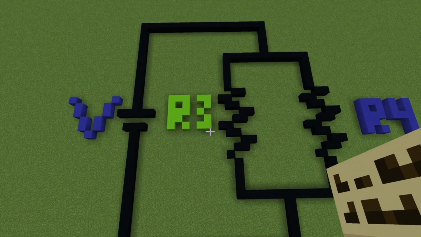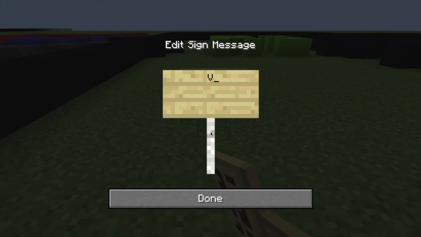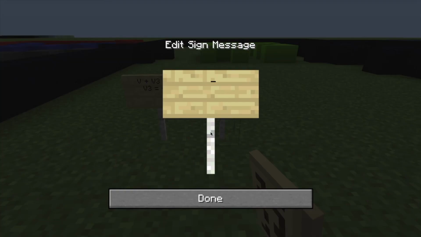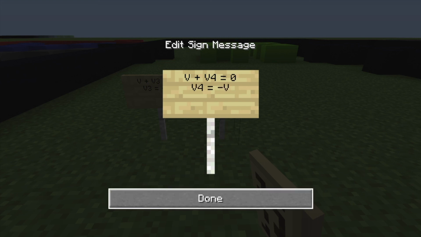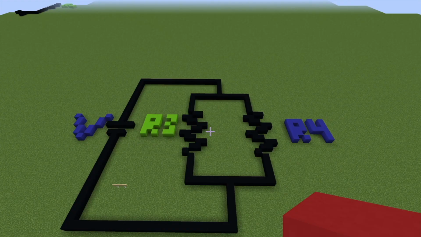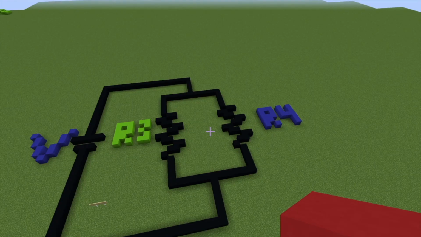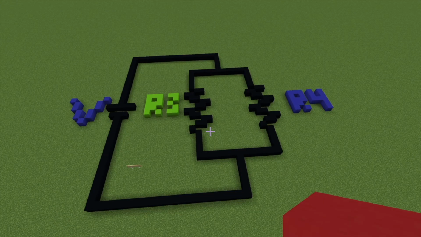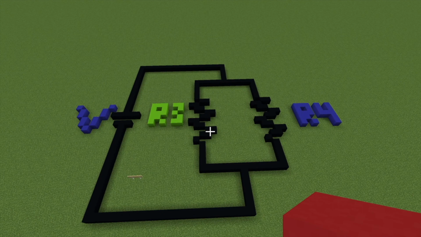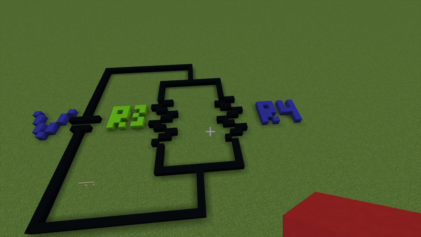So now we have two separate equations. We have the voltage from the battery plus the voltage across resistor 3 is equal to 0, or that the voltage across resistor 3 is equal to negative V. We also have the voltage from the battery plus the voltage across the fourth resistor is equal to 0, so we have that the voltage across resistor 4 is equal to negative V as well. So it's interesting here, the voltage across R3 is equal to negative V, and the voltage across R4 is also equal to negative V. And that's why we measure voltage in parallel.